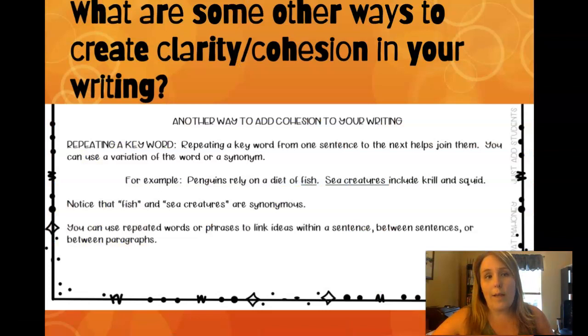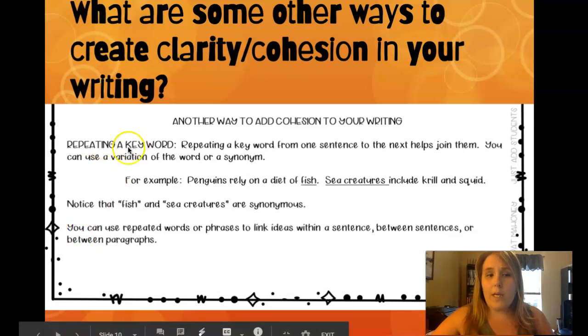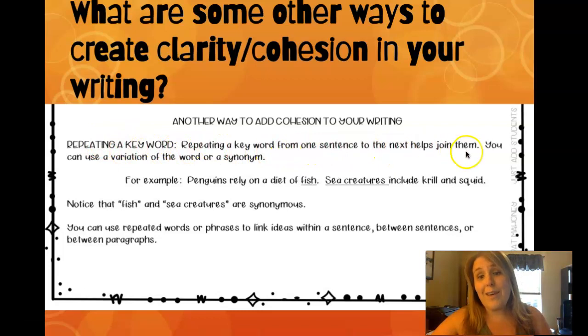So what are some other ways that you can create clarity or cohesion in your writing? You can do this by repeating a key word. Repeating a key word from one sentence to the next helps join them together and solidify this idea in the reader's head.